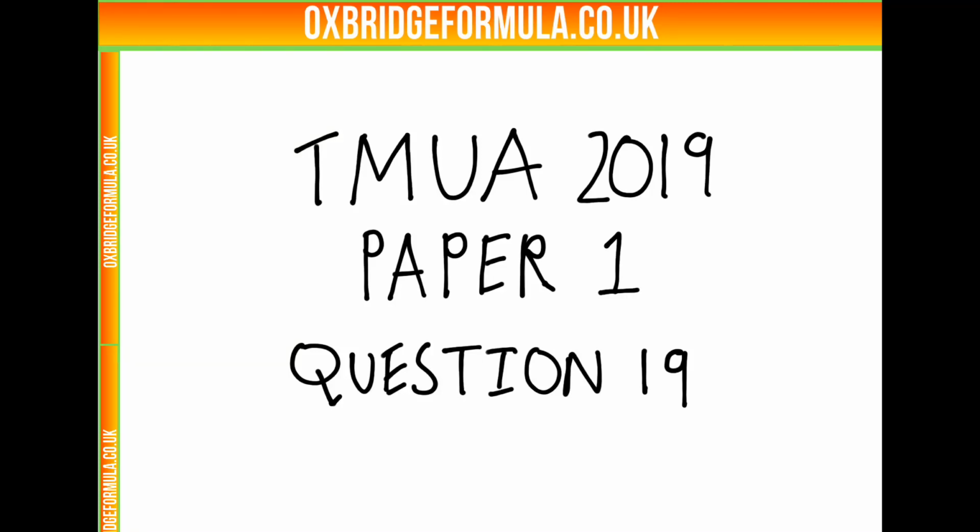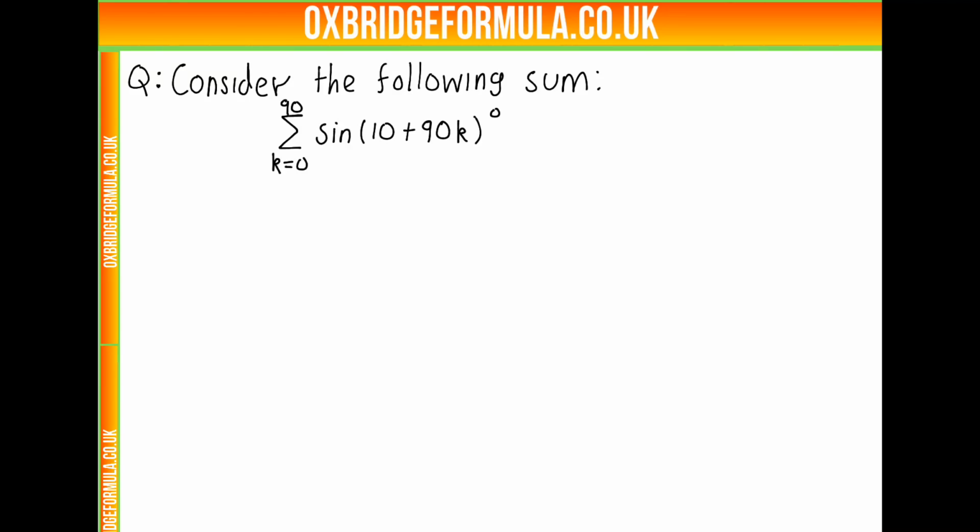This is the solution video for question 19 from paper 1 of the 2019 TMUA or CTMUA exam. In this question we're asked to consider the following sum, the sum from k equals 0 to 90 of sine of 10 plus 90k in degrees, not radians. And given this sum, we're asked to find the sum's value.